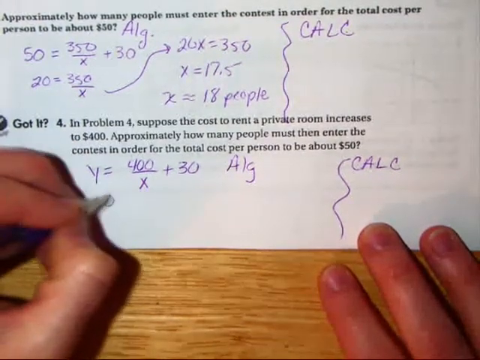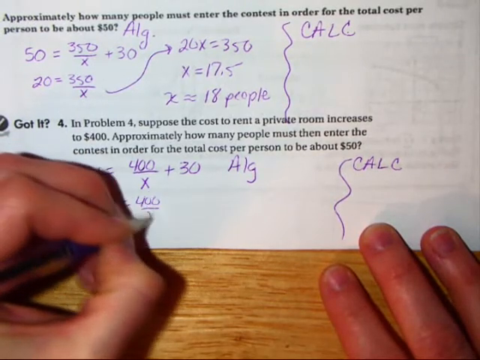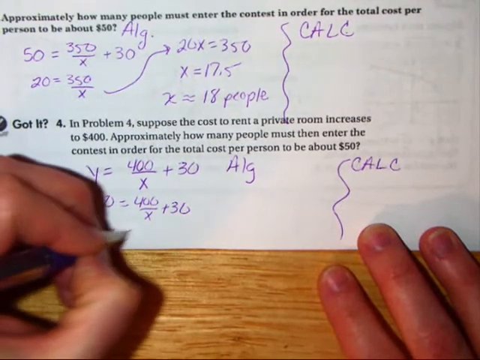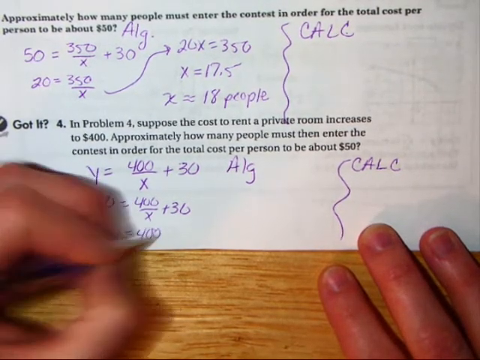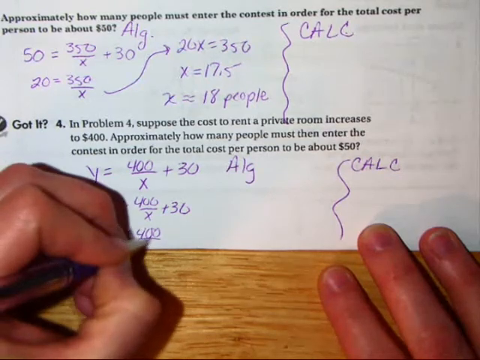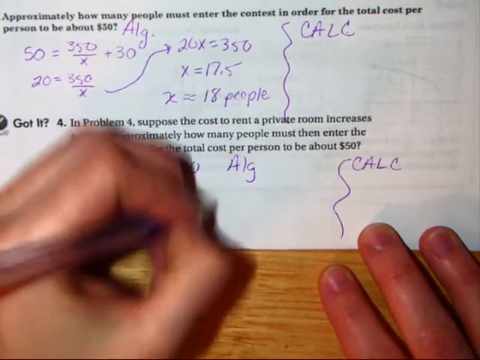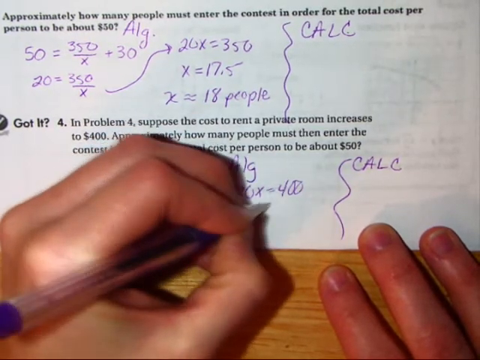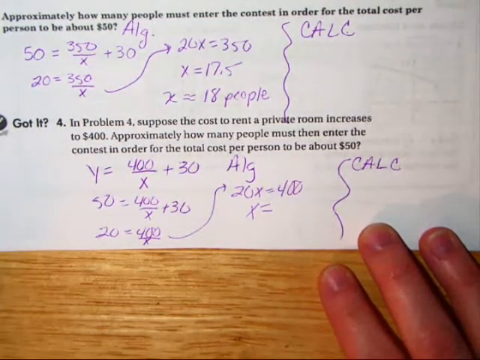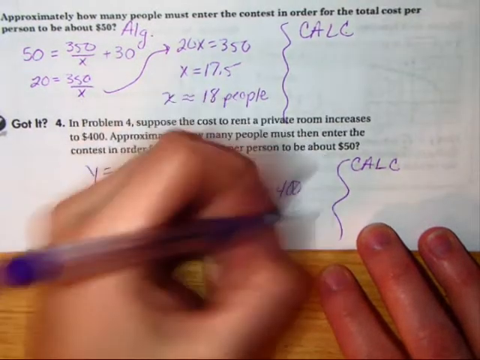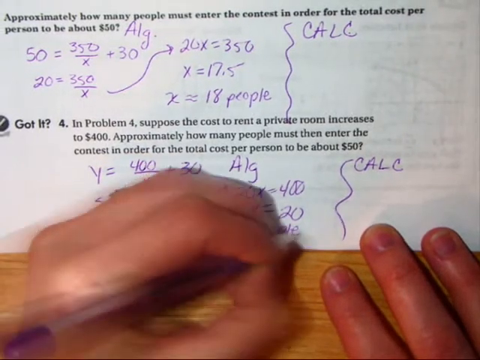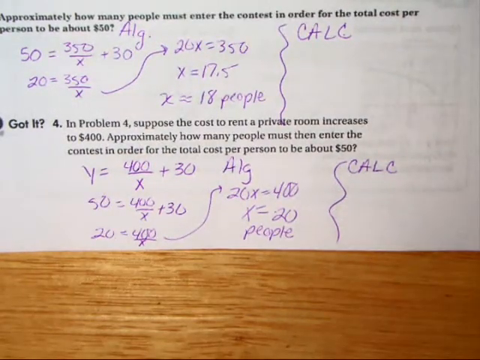You just do 50 equals 400 divided by x plus 30, minus 30, so you get 20 equals 400 over x. Multiply by x, so 20x equals 400. Divide now: 400 divided by 20 is 20. A nice and even answer here: you need 20 people to enter this contest so that the price will be about $50.